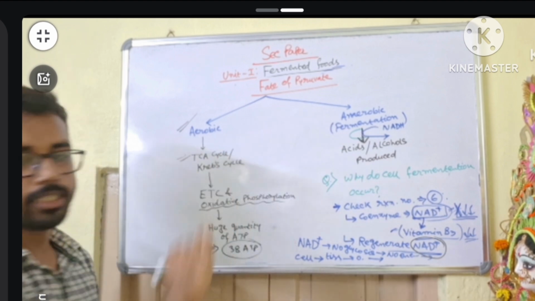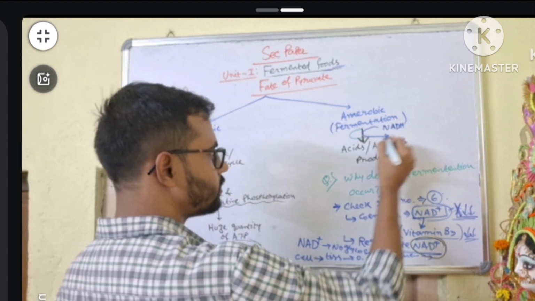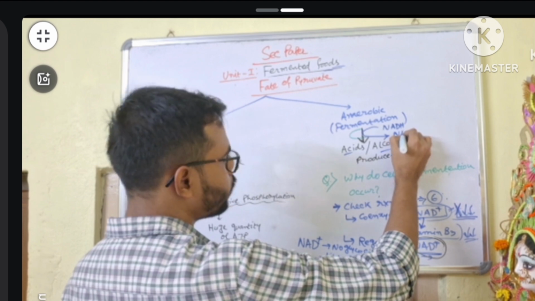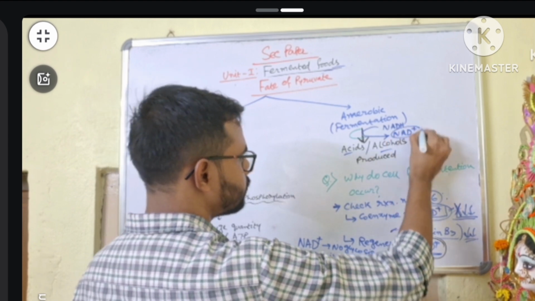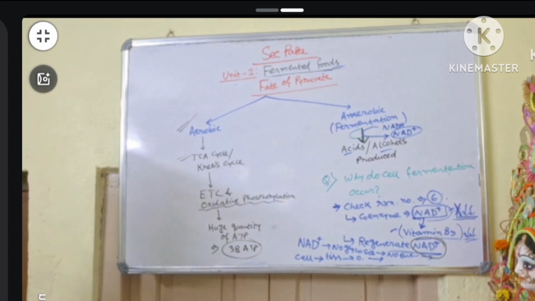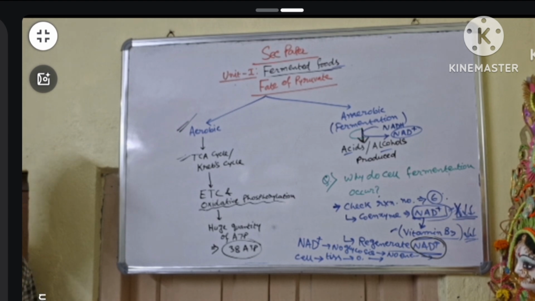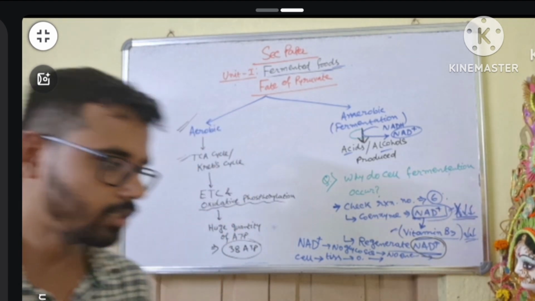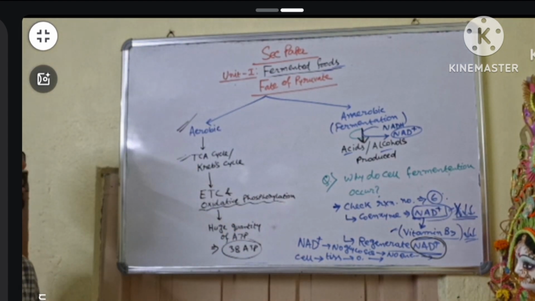During fermentation in bacteria, during acid formation or alcohol formation, NADH is converted to NAD plus. Check that. NAD plus is replenished. So the cell maintains the NAD plus. Otherwise, glycolysis will be halted.